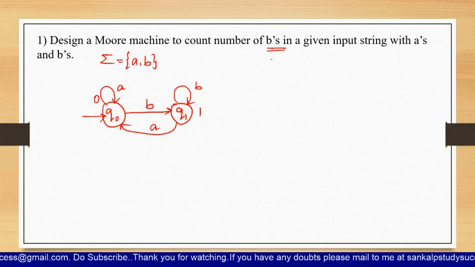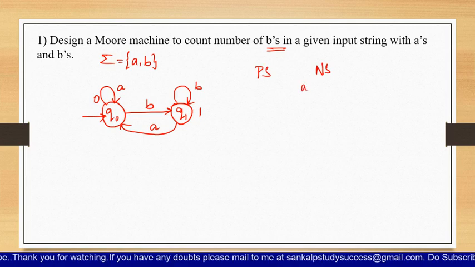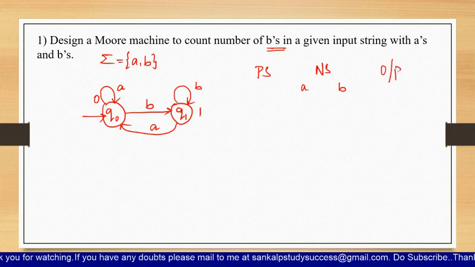Now we are going to draw the transition table for the Moore machine which we have drawn. That means present state, the next state for A comma B, because there are two input symbols, and then the output. Now what are the present states? Q0 and Q1, where Q0 is the initial state.